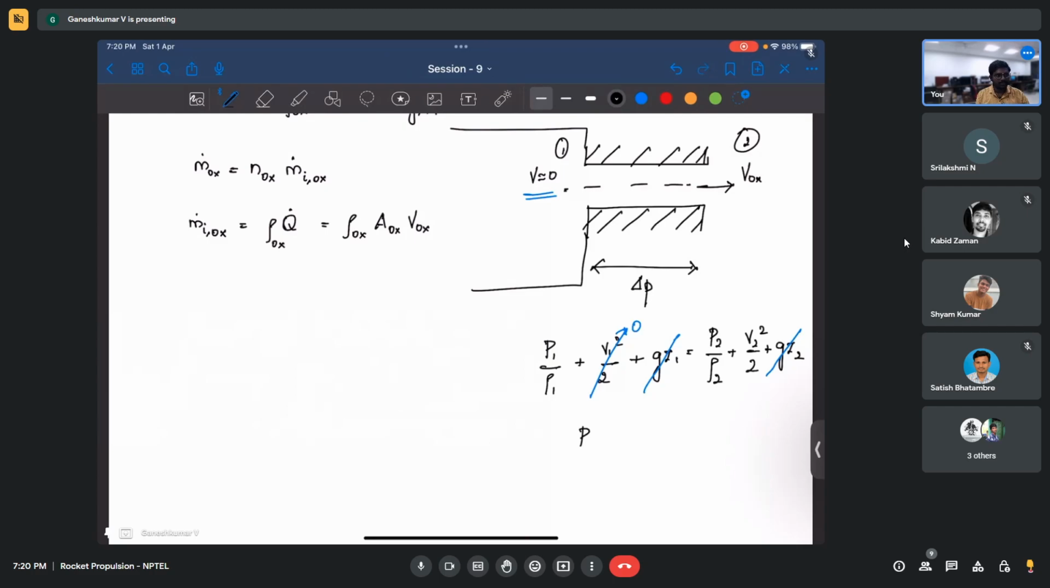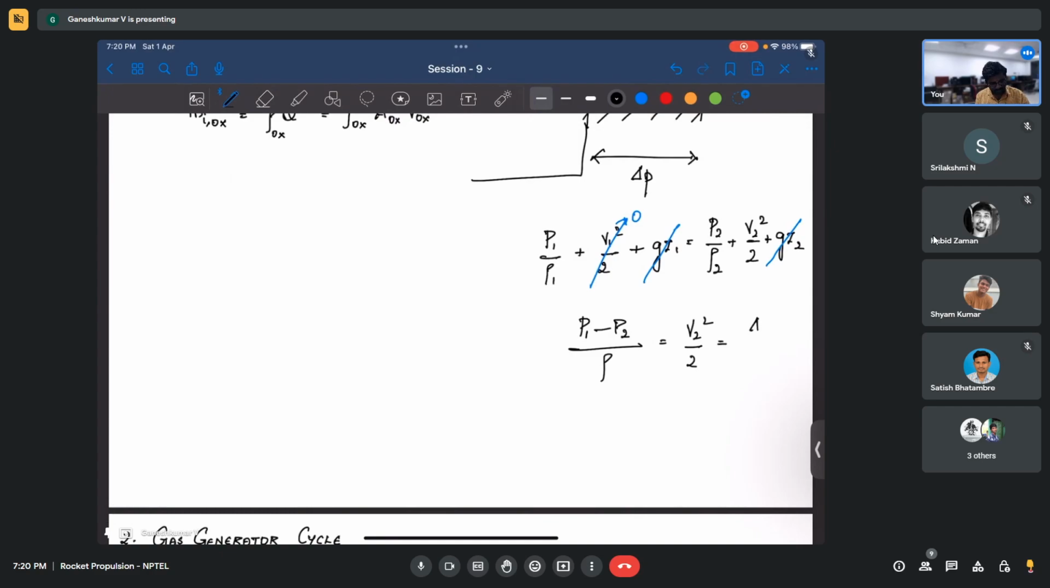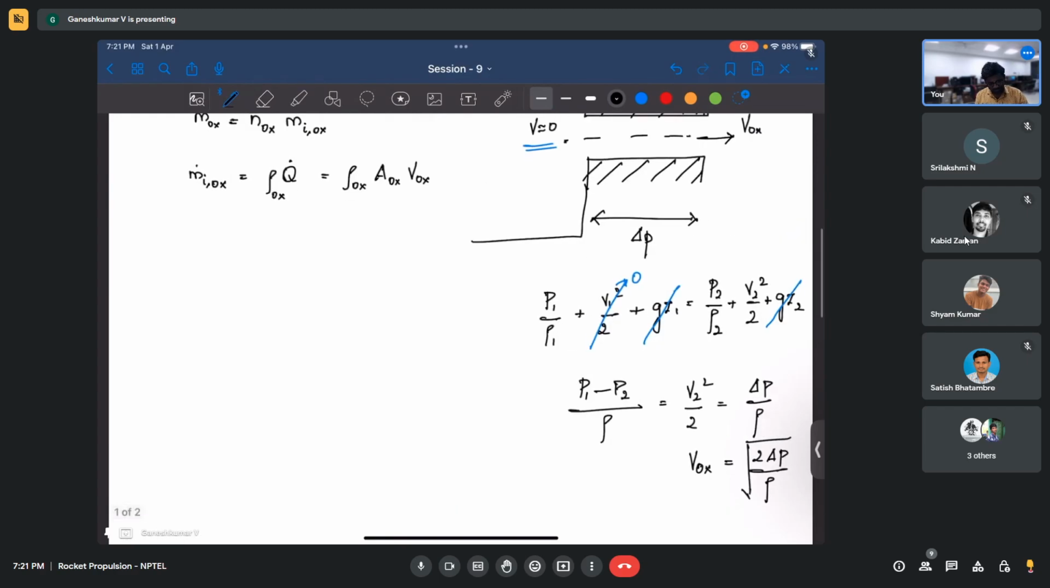Density, let's say incompressible in this injector, so it's going to remain the same. So (P1 minus P2) divided by rho is going to be V2 square by 2, right? So this is going to be nothing but delta P by rho. V2 is nothing but V_ox, which is going to be square root of 2 times delta P divided by rho. If you substitute it here, rho of oxidizer, A of oxidizer into square root of 2 delta P divided by rho of oxidizer.